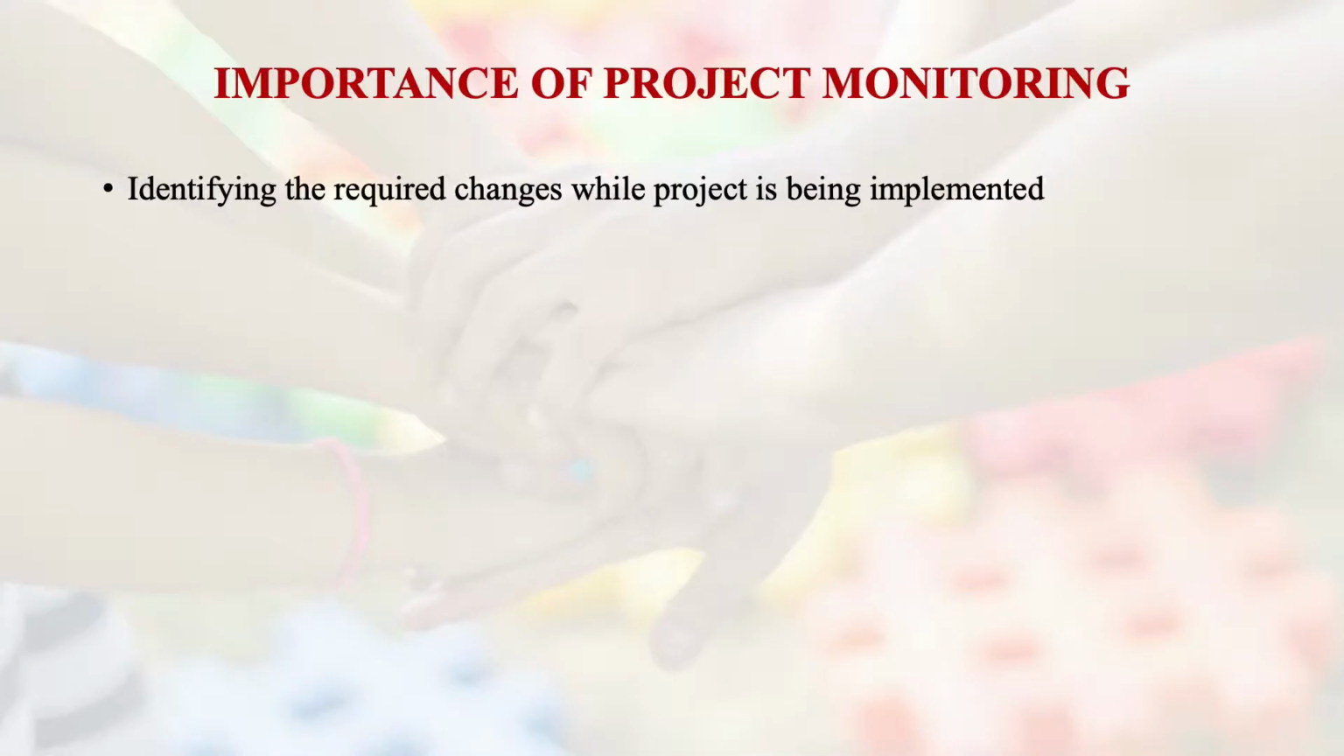Identifying the required changes while the project is being implemented. Now, there is a Feed India project. Suppose this Feed India project rolls on. When you start monitoring, you start finding certain flaws, certain loopholes which need to be changed for the next phase if the project is implemented again. These flaws, or mistakes, can be rectified in a manner that the project is effective in the second phase.